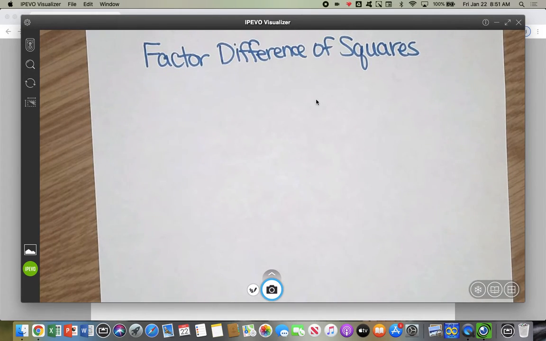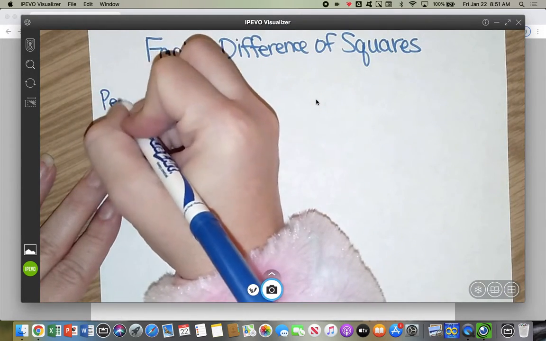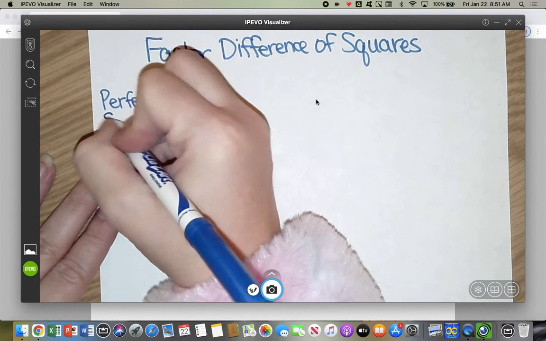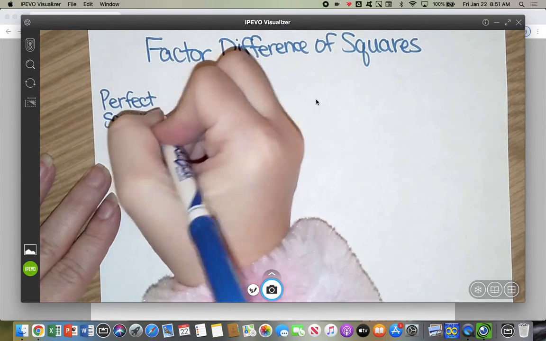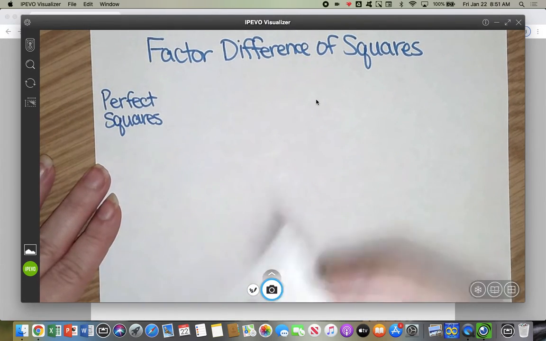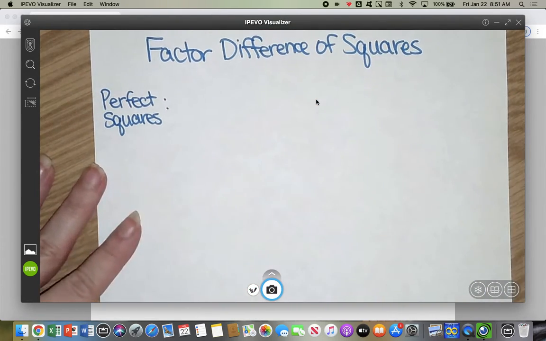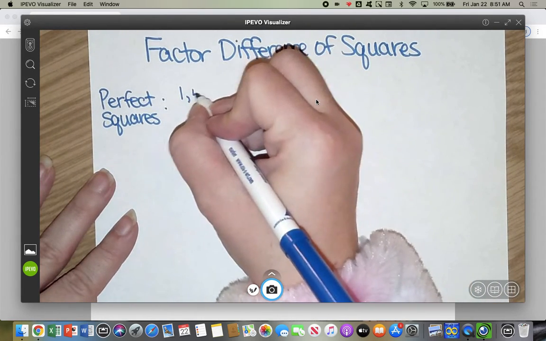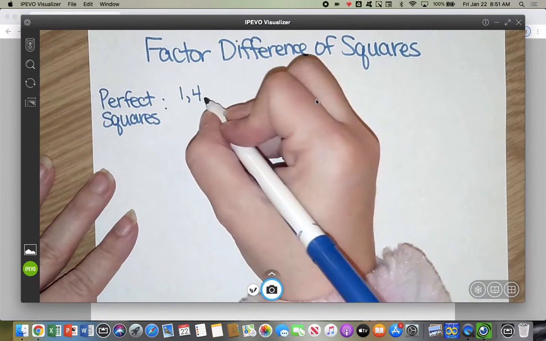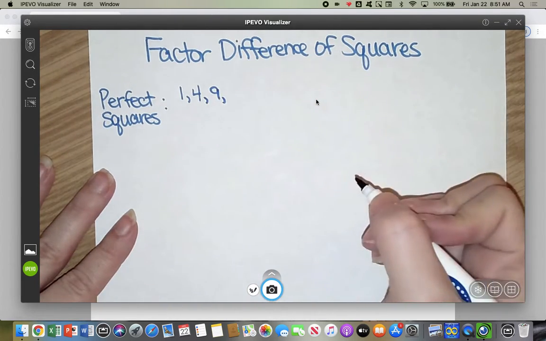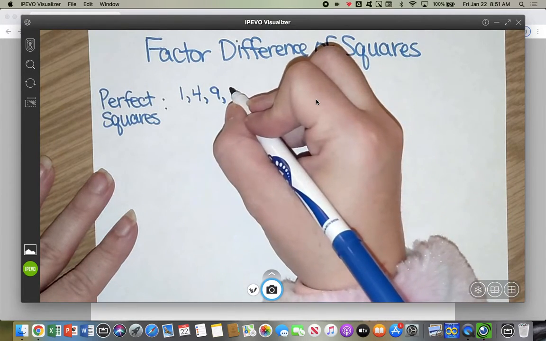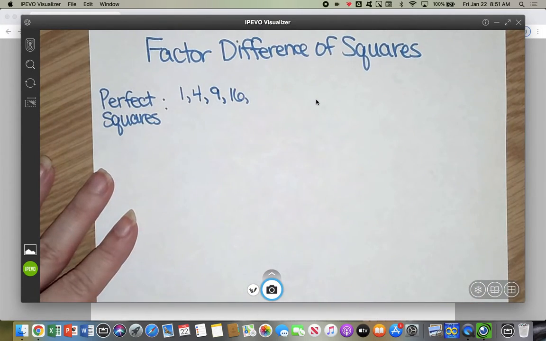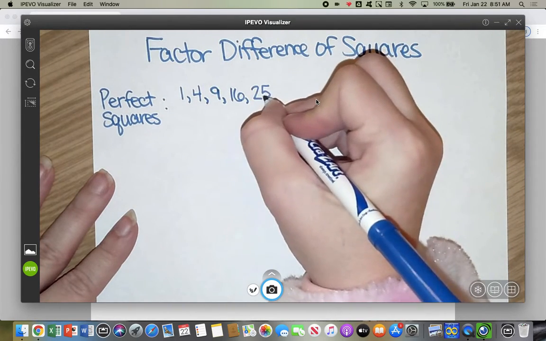So let's make a list of the numbers that you are going to see show up a lot today. Here are the perfect squares. Perfect squares are just a number times itself. Everyone tell me, what's 1 squared? 1. What's 2 squared? 4. 3 squared? 9. 4 squared? 16. 5 squared is 25.